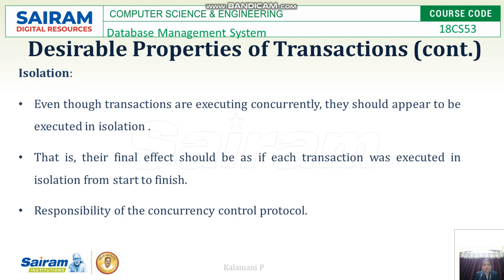And the third one is isolation. Isolation means even though transactions are executing concurrently, they should appear to be executed in isolation. In a multi-user environment, sometimes more than thousands of transactions will be executed concurrently, even though each transaction is performing its operation independently. That is why it is called isolation. And the concurrency control protocol is responsible for achieving this isolation property.